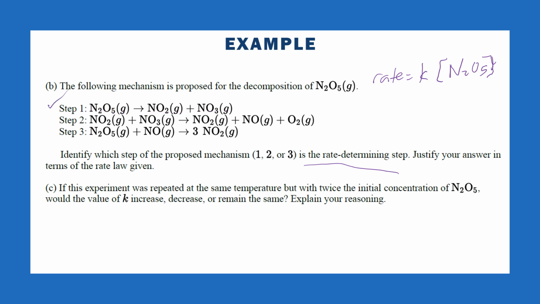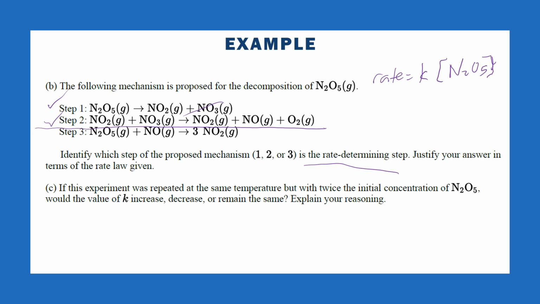If I said that the second step was the rate determining step, NO3 would cancel. And the NO2 would also cancel. So you could say that step 2 is the rate determining step as well, because those things cancel out.